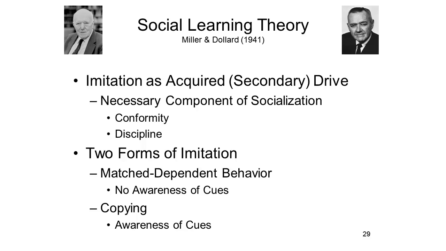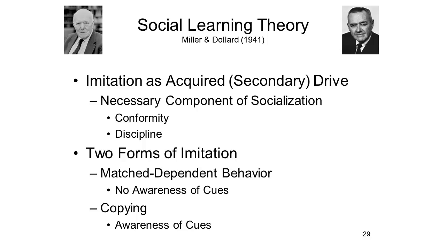Miller and Dollard further distinguished between two principal forms of imitation. In both forms, one person matches another person's behavior. In matched dependent behavior, however, only the model recognizes the cues that elicit the behavior. The person imitating the behavior doesn't know what cues are stimulating the behavior that's being imitated. A good example is crowd behavior, when people engage in actions like applauding or yelling simply because other people are doing so without necessarily knowing why.